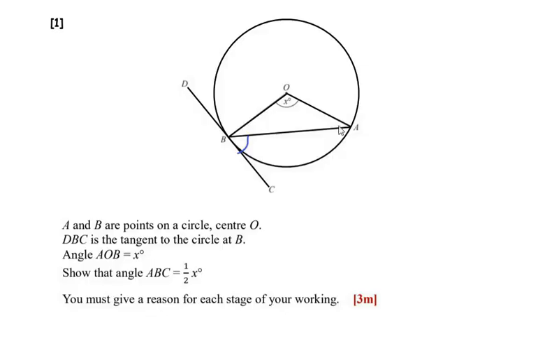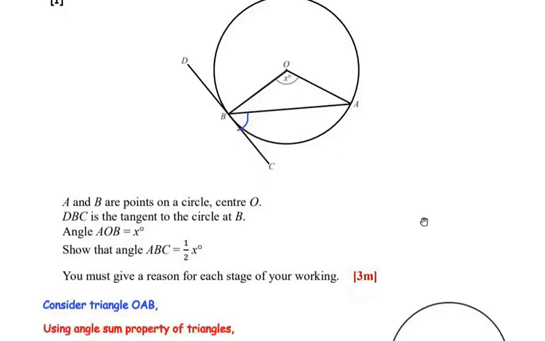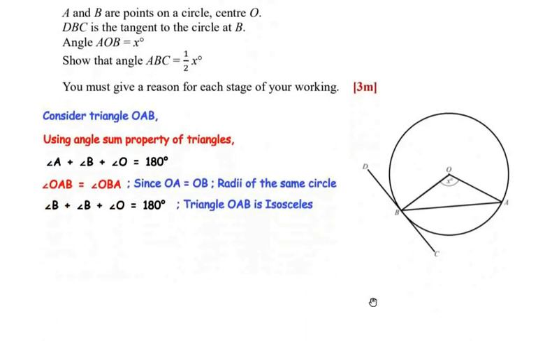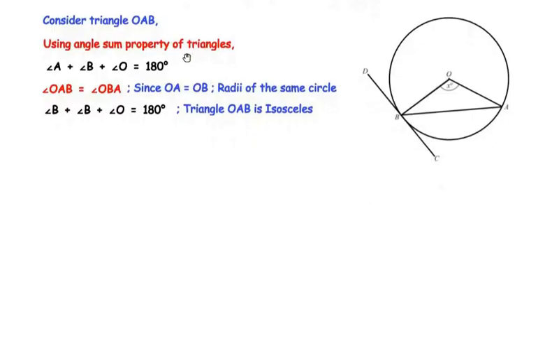So let us begin by considering this triangle AOB first. So we have considered this figure over here for easy reference. And let us begin by considering the triangle OAB. Now here, using the angle sum property of a triangle, which states that the sum of all the angles of a triangle should be equal to 180 degrees, we have written angle A plus angle B plus angle O is equal to 180 degrees. Now in the next step, we have written angle OAB is equal to angle OBA.